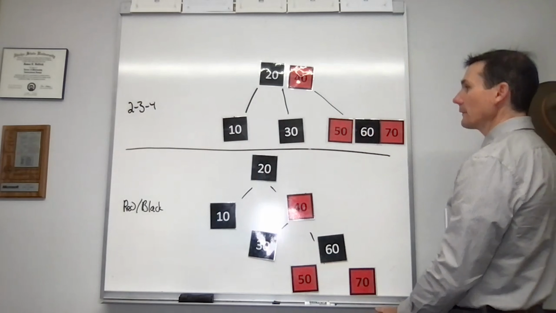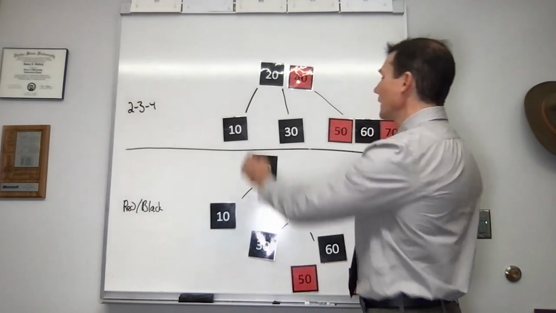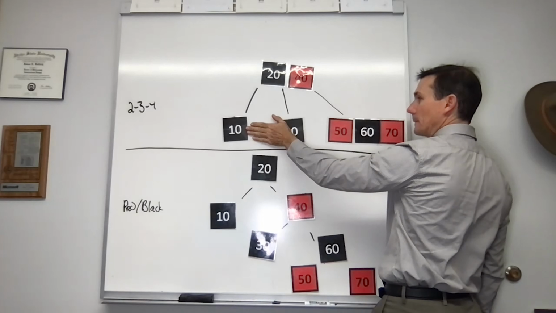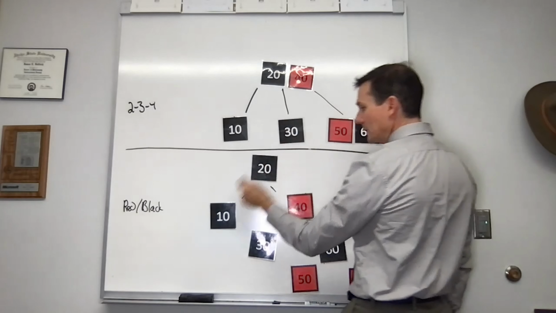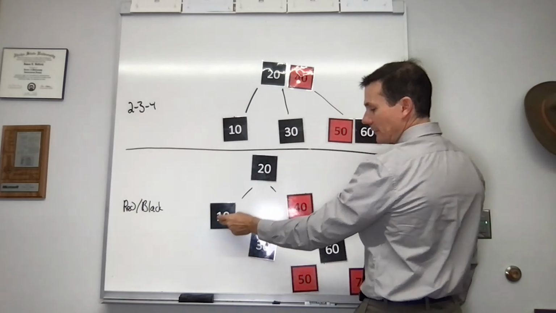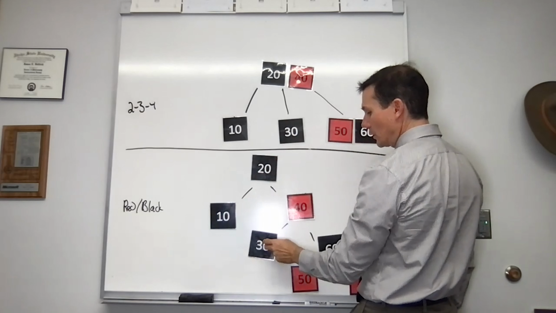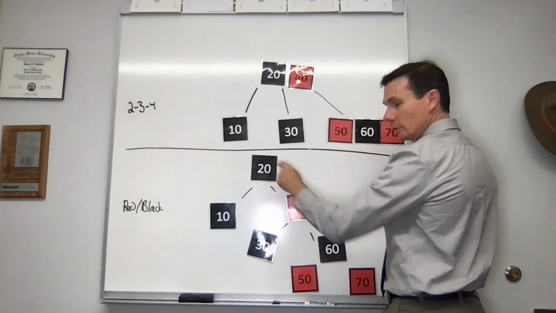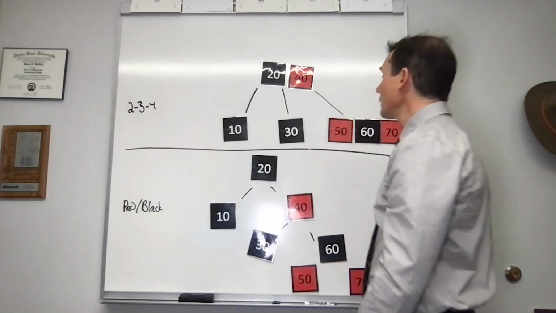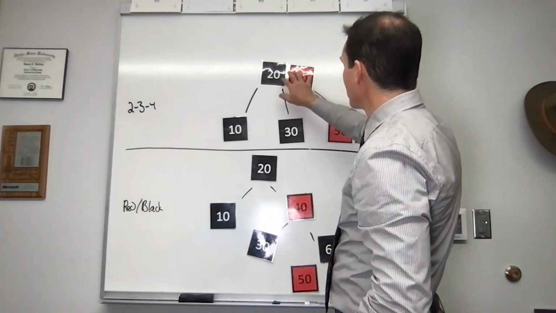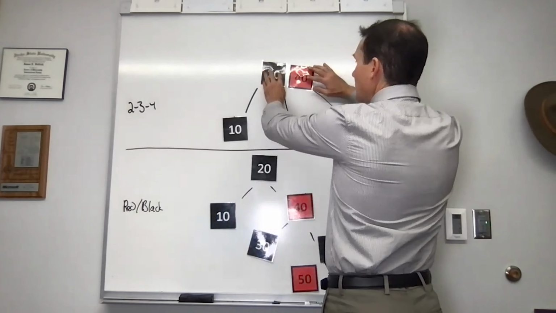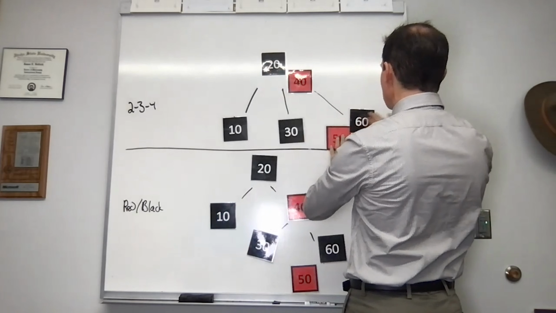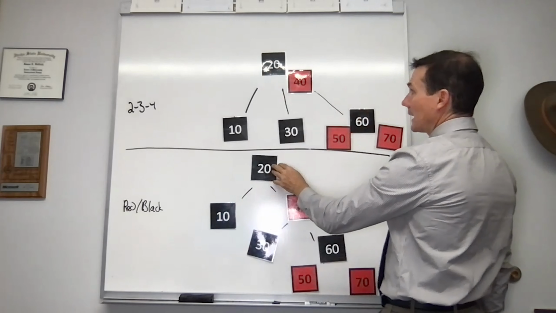Observe how the structure of the trees is the same. The height of the 2, 3, 4 tree is the same thing as the number of black nodes in the red-black tree. For every leaf on up, there's 1, 2 black nodes. Notice also that every black node is on top.